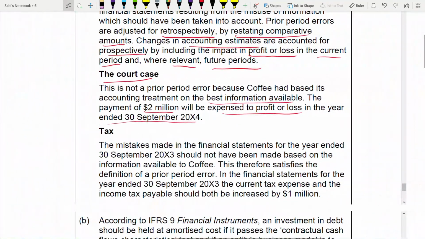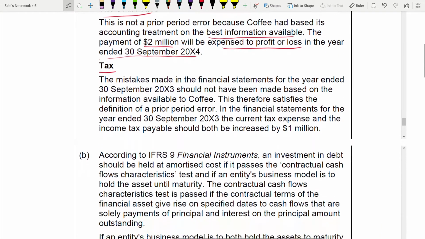Now coming to the second, which is tax. Remember, you have to use a subheading also, as you're dealing with different issues like this. So this is a mistake that you have made, right? The mistake that you have made in the financial statements should not have been made. You should not have made this mistake based on the information that is given to you, Coffee. So this therefore satisfies the definition of what? It's a prior period error.